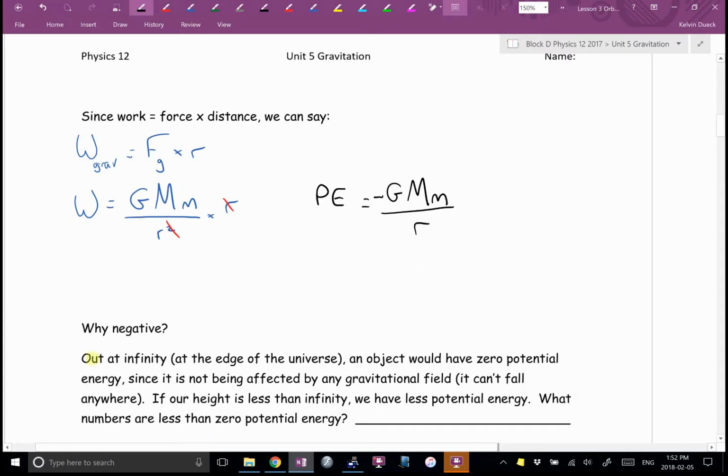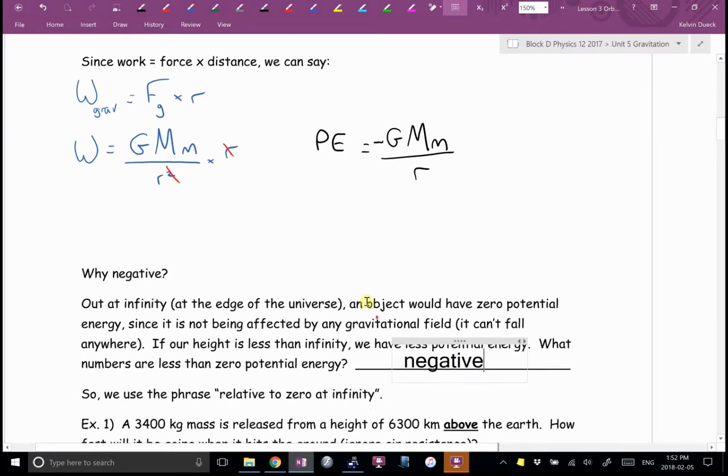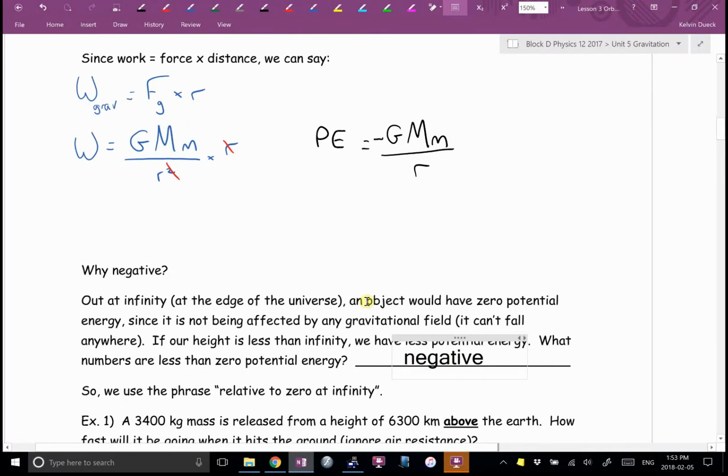So I wrote here, why negative? Out at infinity, at the very edge of the universe, an object would have 0 potential energy since it's not being affected by any gravitational field. It won't fall. And if it won't fall, it has no energy. If our height is less than infinity, we have less potential energy than that. What numbers are less than 0 potential energy? So we use the phrase relative to 0 at infinity. In fact, in the homework, you'll see me often abbreviate it as RTZI in brackets or something. That's my way of saying to you, use the cosmic potential energy, not MGH.